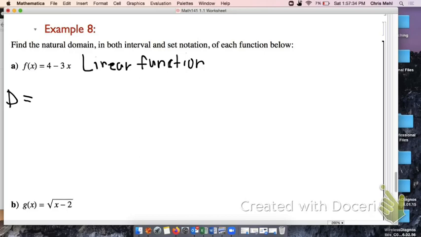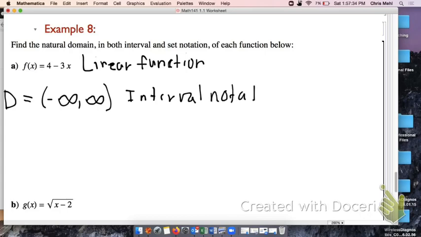So the domain here would be, in interval notation, you're going to write minus infinity to infinity. So this is what I'm calling interval notation. That's how you write the set of all real numbers. Okay, or you can write the set of, this is the set notation now. The braces stand for set.